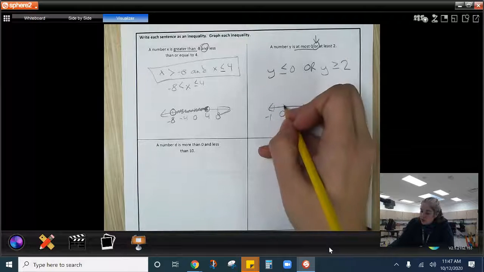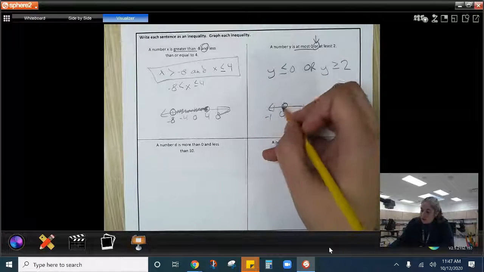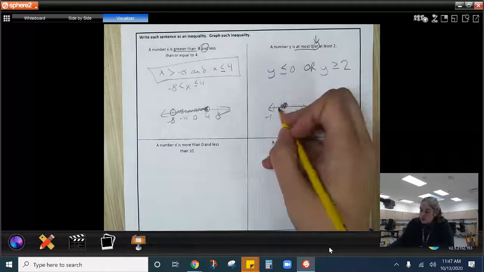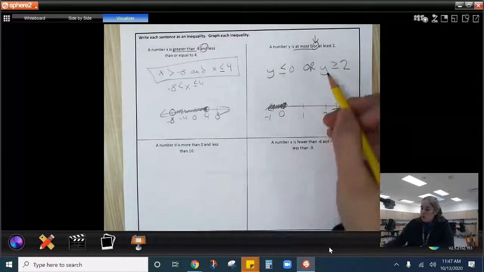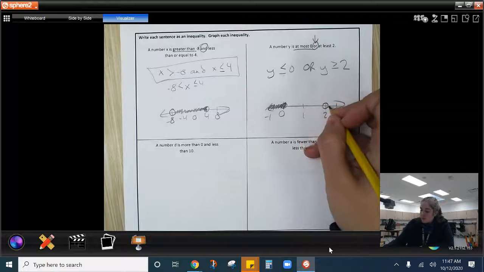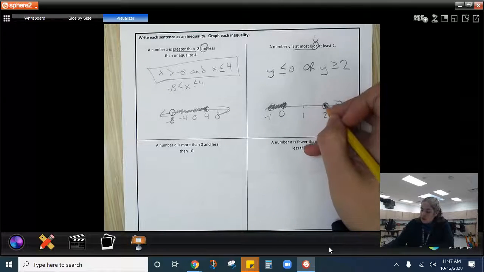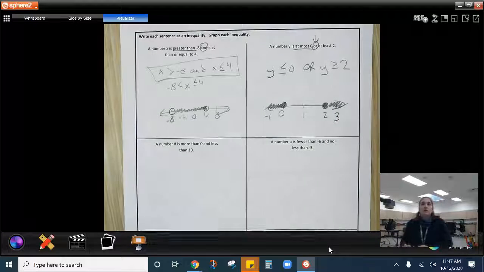I do an open dot at 0 to start. Do I close it in? Yes, I am shading to the left side, which is towards negatives. Or we have a y, start with an open dot at 2. Do I close it in? Yes, and then I'm shading to the right.